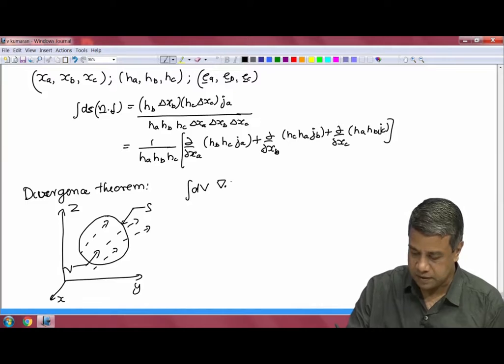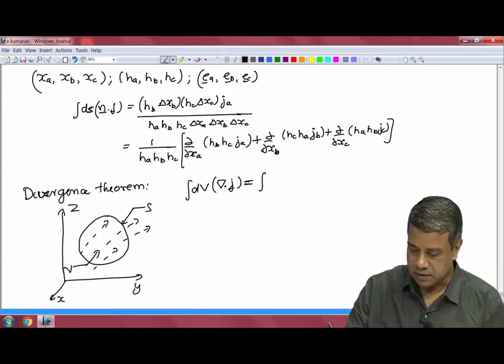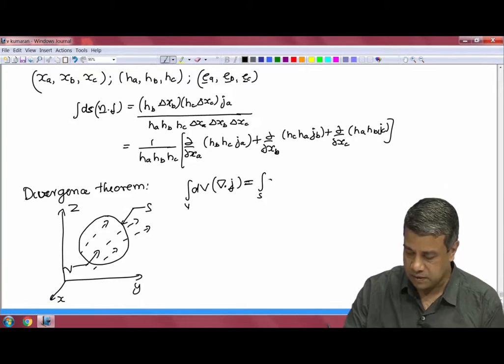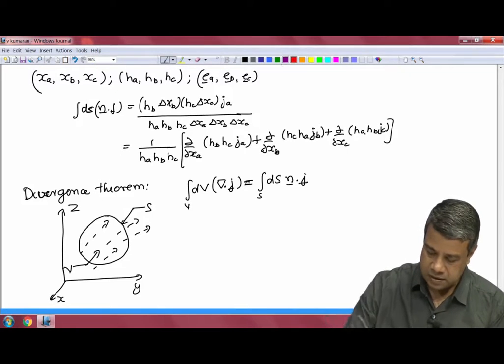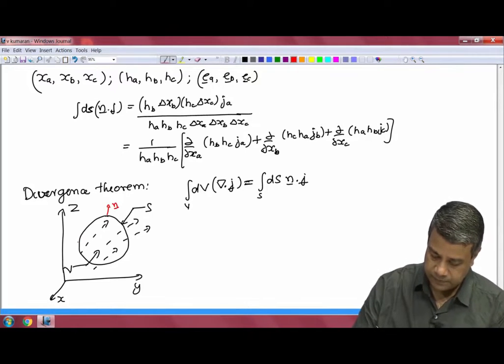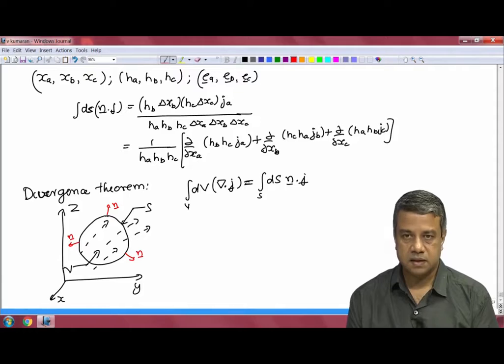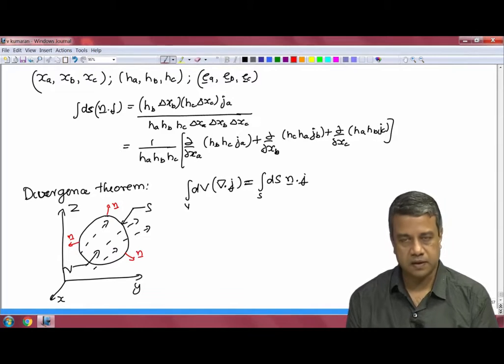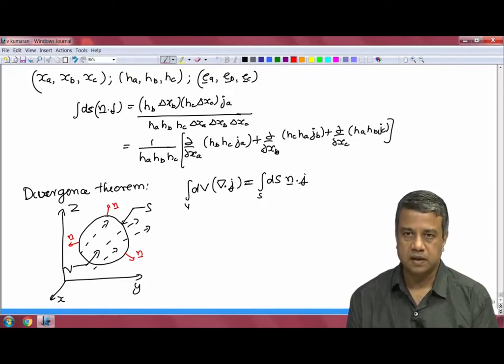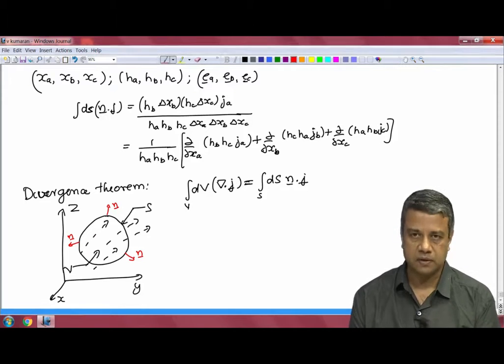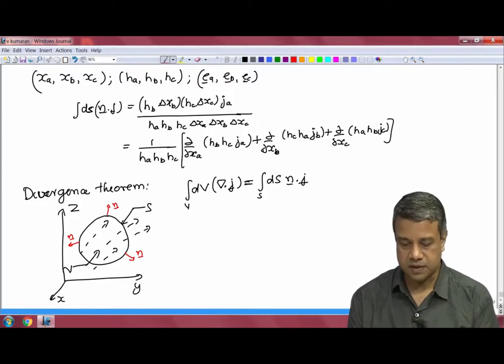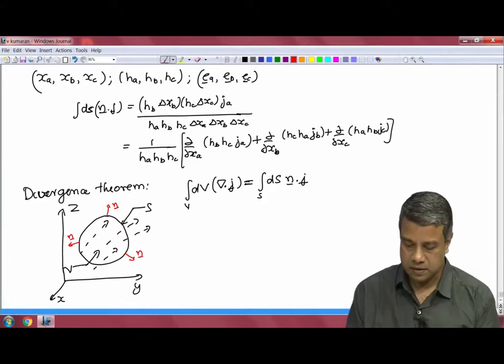Then the divergence theorem states that the integral over this volume of the divergence of this vector, let us just call that the flux, is equal to the integral over the surface surrounding the volume of ds of n dot j, where n is the outward unit normal at the location on the surface. Note that this applies to a macroscopic volume, not a differential volume.